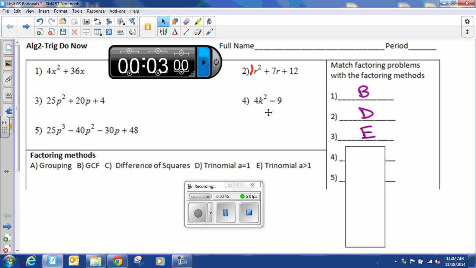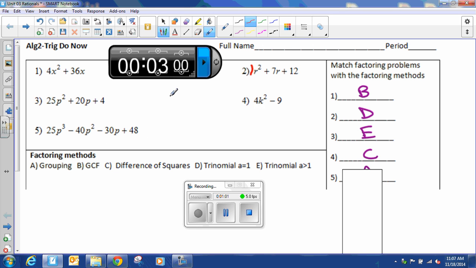Number 4, 4k squared minus 9. Well, 4k squared is a perfect square, and 9 is a perfect square. And we have a minus sign between them. That's a difference of perfect squares. And lastly, here we have 4 terms, and we of course can factor this by grouping, with parentheses around the first 2 terms and parentheses around the last 2 terms, GCF extraction, and then extract the binomial GCF.